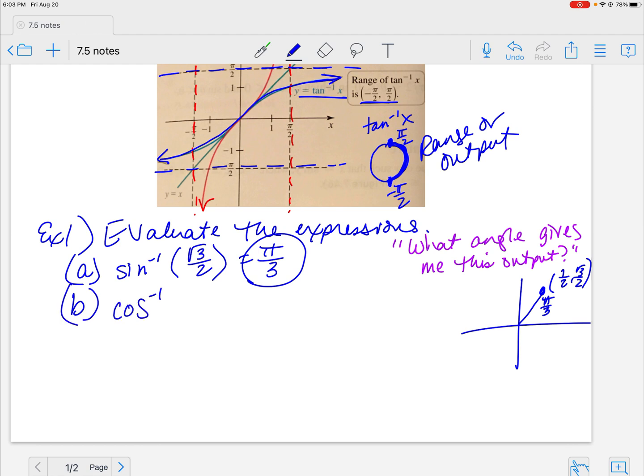I would like to find the inverse cosine of negative square root of 3 over 2. My x value is negative, and that works because cosine is on the top, from 0 to pi. So where is cosine negative square root of 3 over 2? Over here, right? So this is going to be negative square root of 3 over 2 and 1/2, so we know it's a pi over 6. What is the pi over 6 over here on this side? 5 pi over 6. Good.